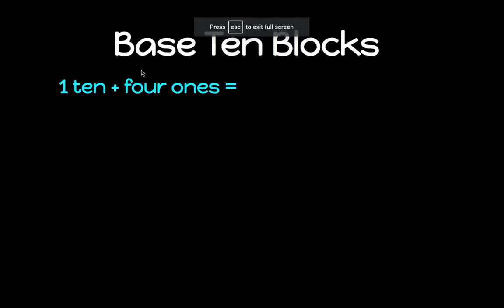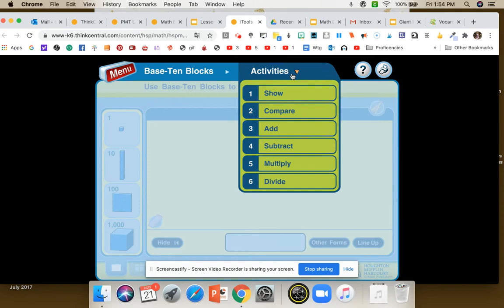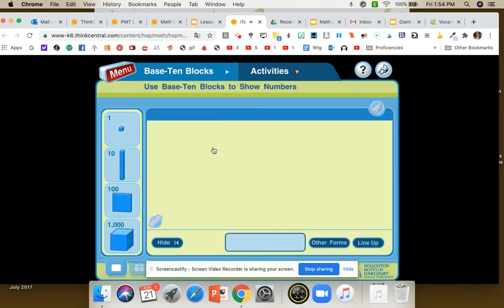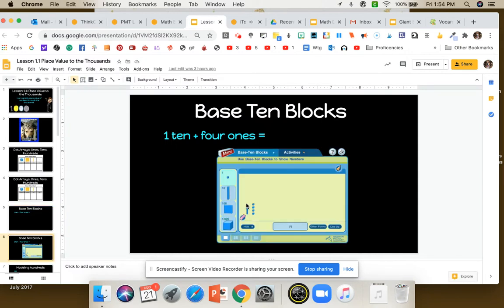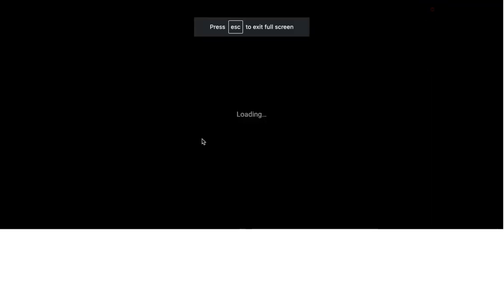So we're going to start by using our base 10 blocks and adding 1 ten plus 4 ones. So if I come to my Itools, I'm going to have 1 ten plus 4 ones. Hopefully you knew that would build the number 14. I can erase it when I'm done. And there's our answer right there. Make that big again for you.